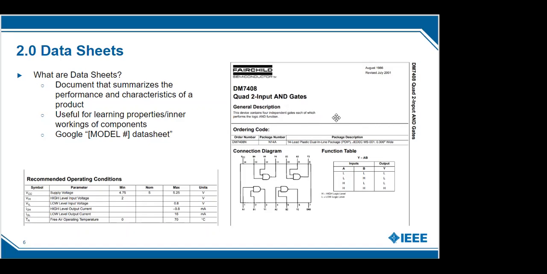And so on the left side, we can see important stuff about the product, such as our VCC, our high-level input voltage, low-level input voltage, high-level output current, low-level output current, free air operating temperatures. So we're going to see stuff like the minimum, the maximum, the units, and its normal. And then on the right side of the data sheet, we can see, for example, this is an IC chip, like I said, for a quad 2 input AND gate. So we just have 4 AND gates there with 2 inputs each. And it's not too clear in this schematic here, but they also tell you the orientation.